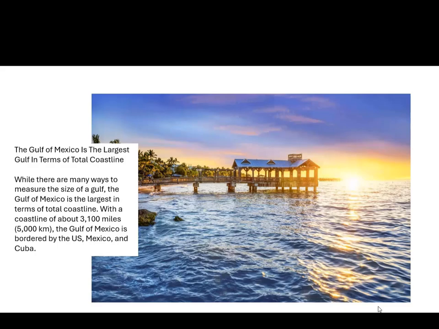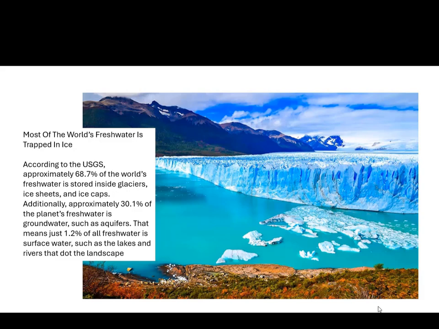The Gulf of Mexico is the largest gulf in terms of total coastline. While there are many ways to measure the size of a gulf, the Gulf of Mexico is the largest in terms of total coastline. With a coastline of about 5,000 kilometers, the Gulf of Mexico is bordered by the United States, Mexico, and Cuba. Most of the world's fresh water is trapped in ice.